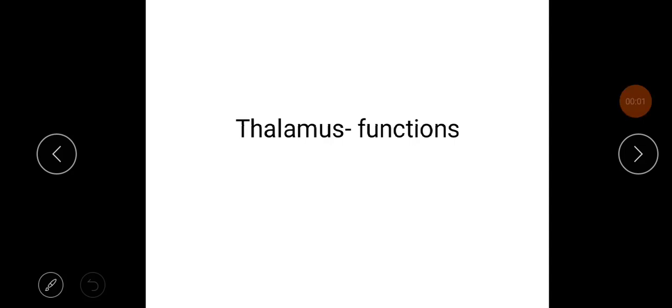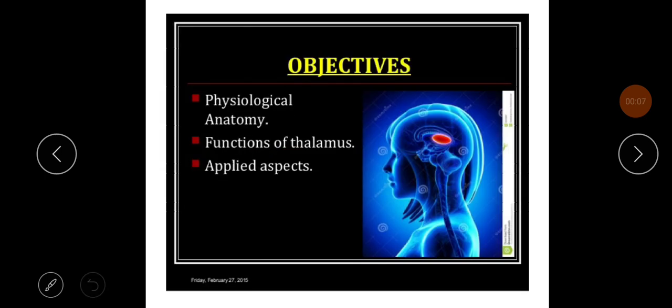In this class, we'll try to learn about the thalamus and its functions. The objectives of this class would be to know the physiological anatomy of the thalamus, the functions of the thalamus, and some of the applied aspects related to the thalamus.